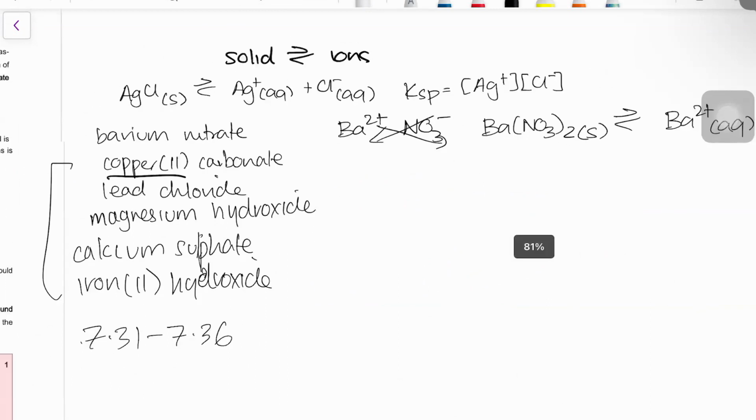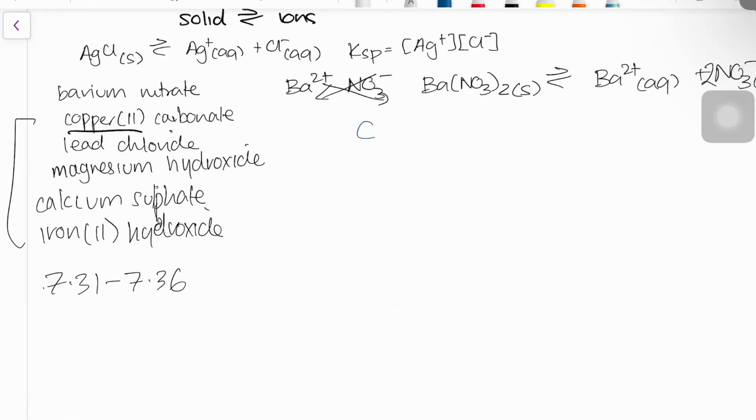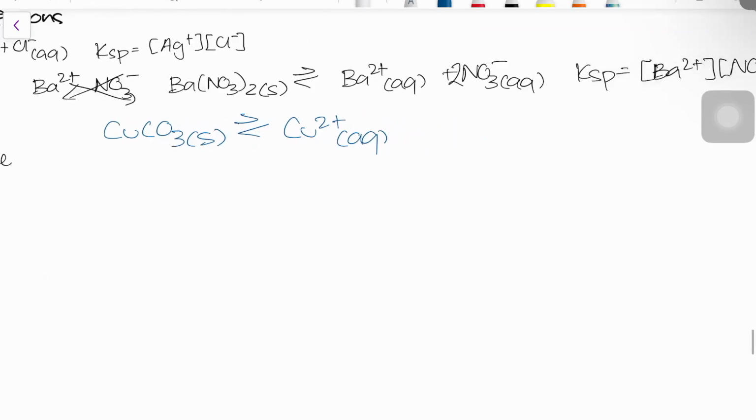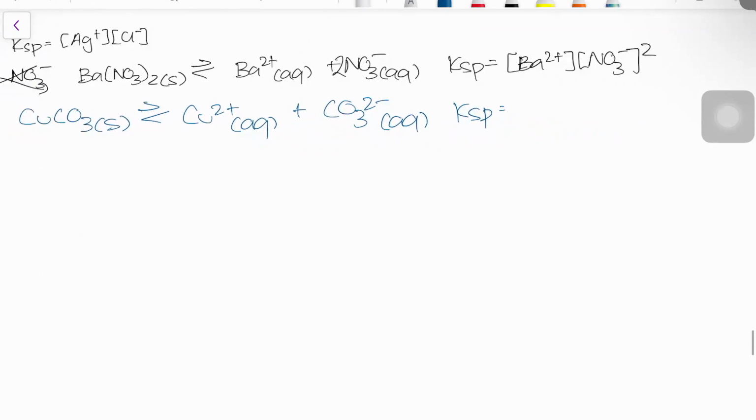Copper(II) carbonate. What does the equation look like? CuCO3 solid, and then Cu2+ aq plus CO3 2- aq. KSP is [Cu2+] times [CO3 2-].